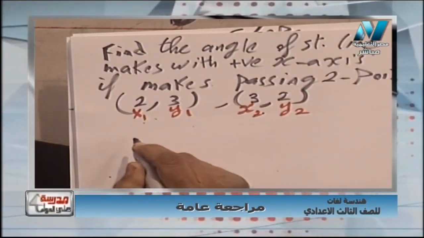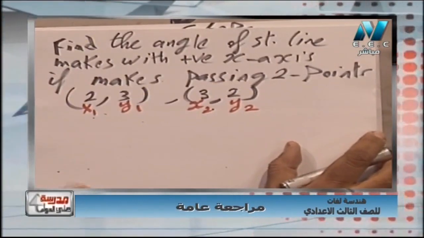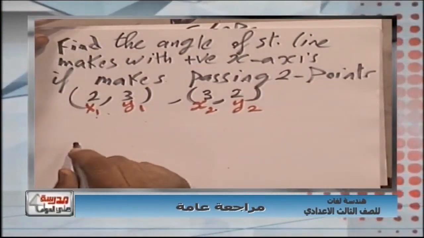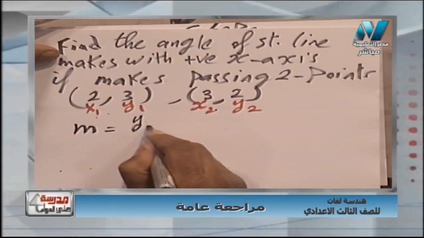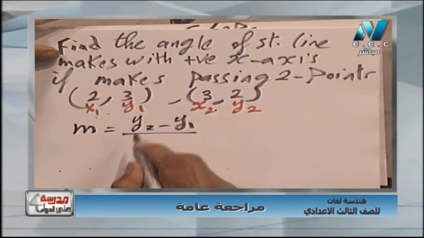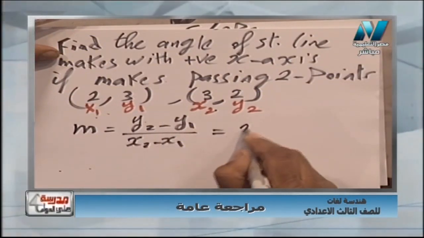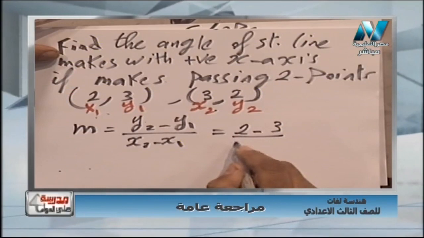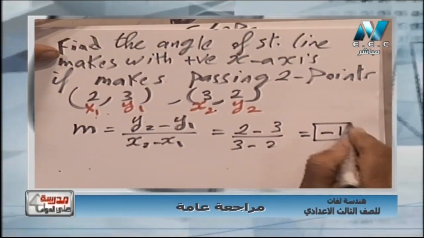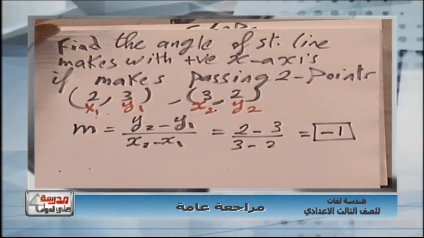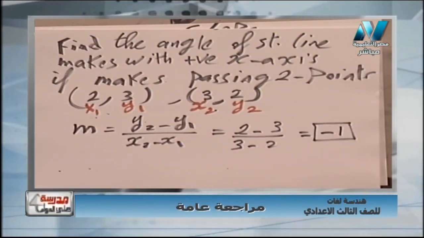We have 2 points, then we can get your slope, change of y, y2 minus y1 over x2 minus x1. Good. We get 2 minus 3 over 3 minus 2. We get negative 1. The slope of this line is negative 1.